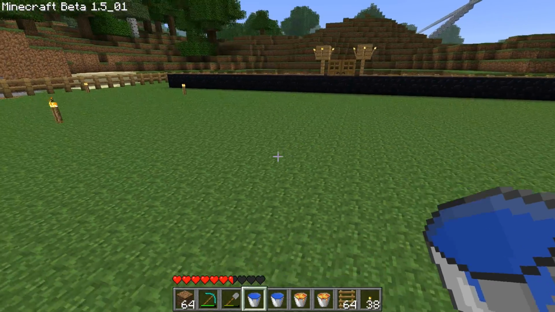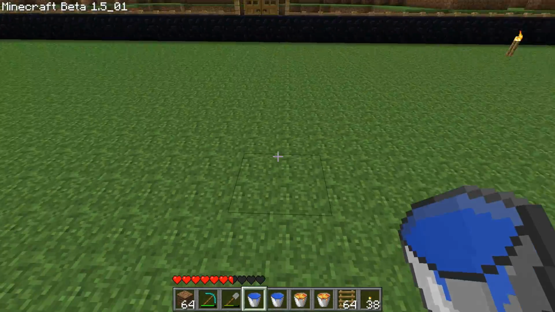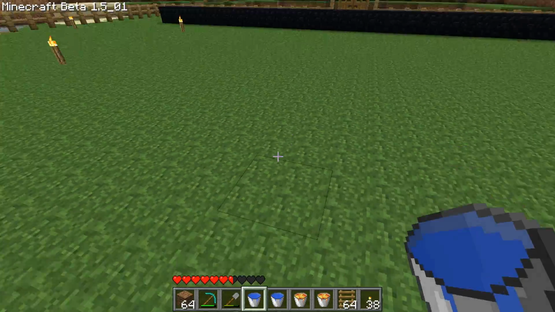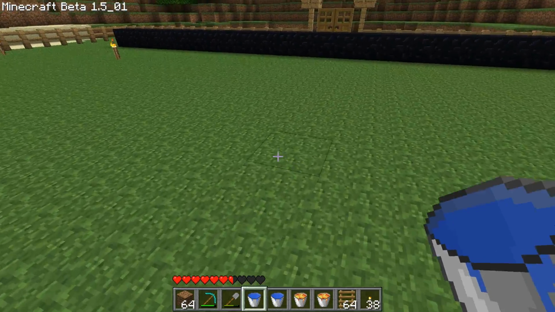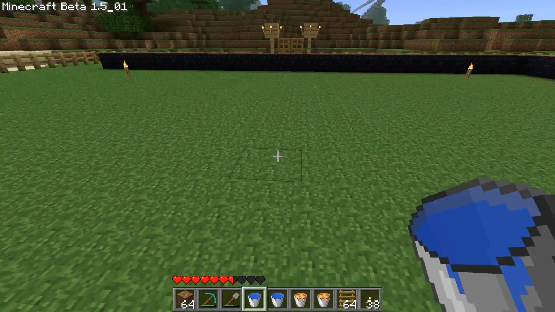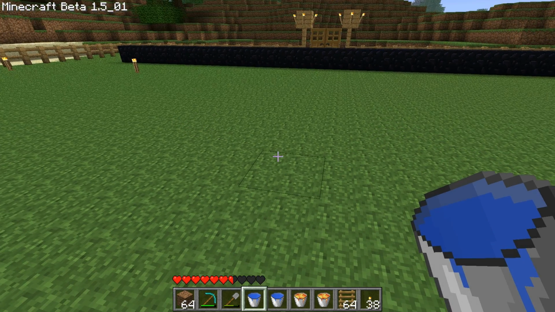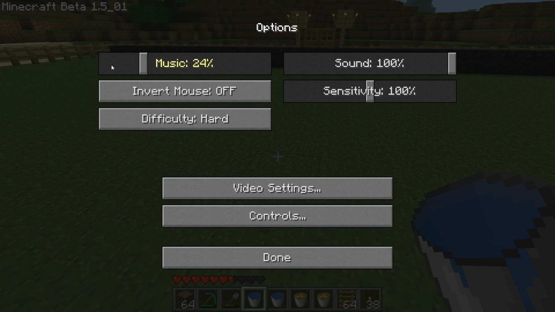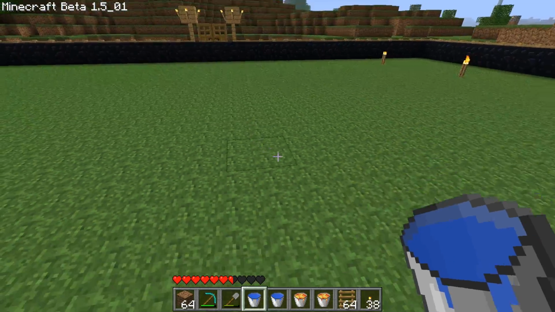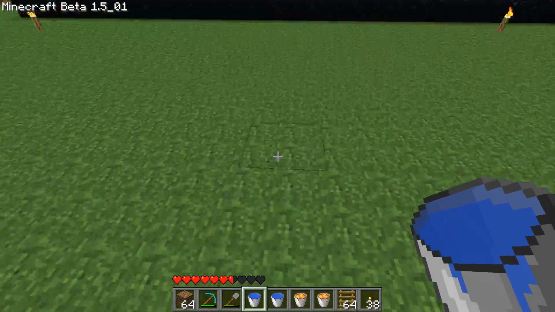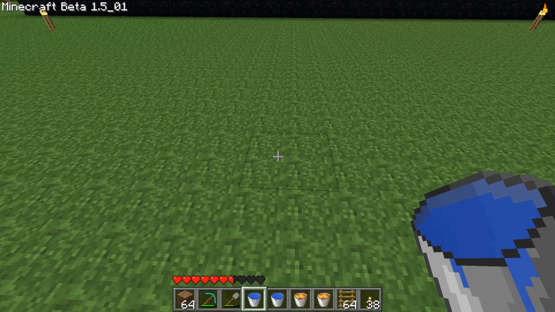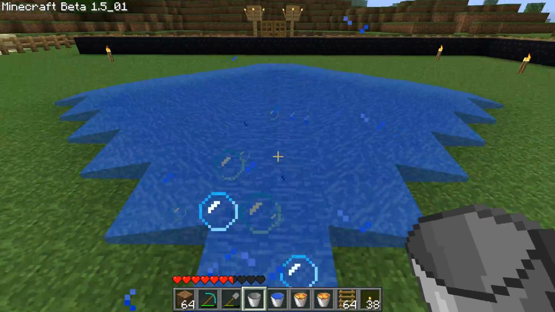But there are a few differences between each of them. They each function differently, and they can also produce blocks, and that's kind of what we'll talk about in a bit. But the most important thing to note when dealing with how water flows and how lava flows is that water flows very fast, and it flows for 8 blocks. Just like this.